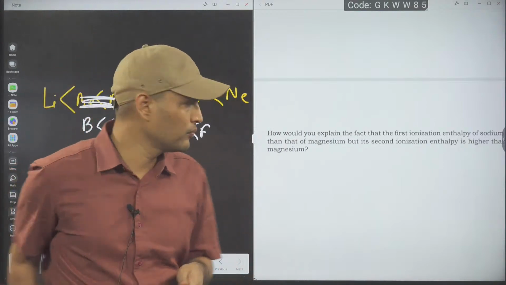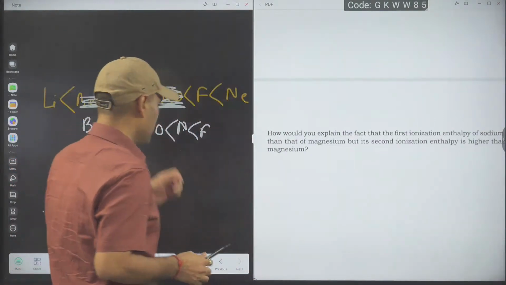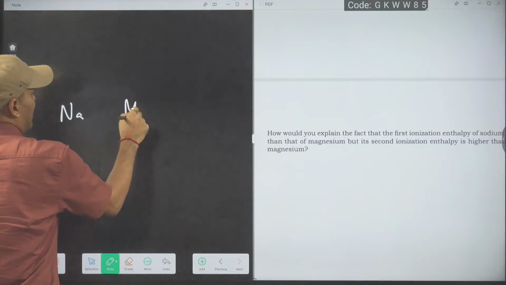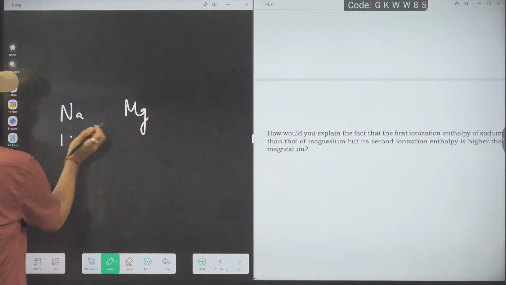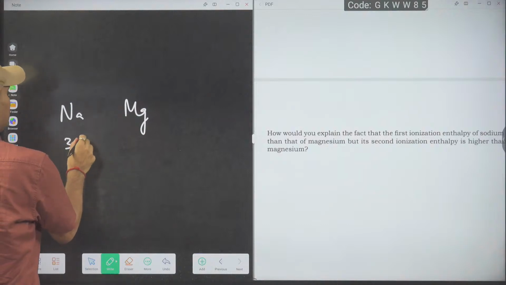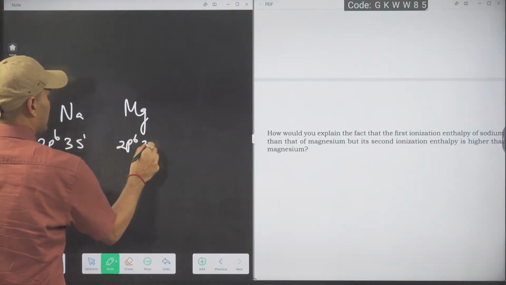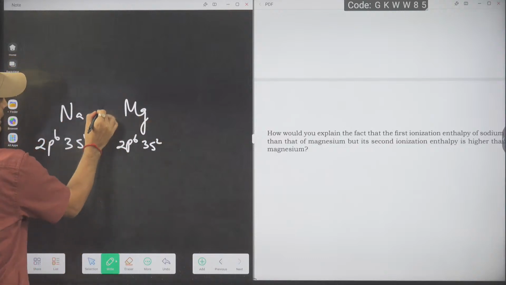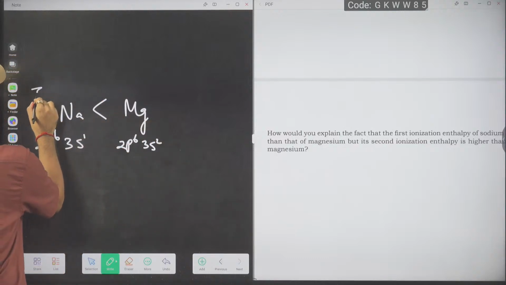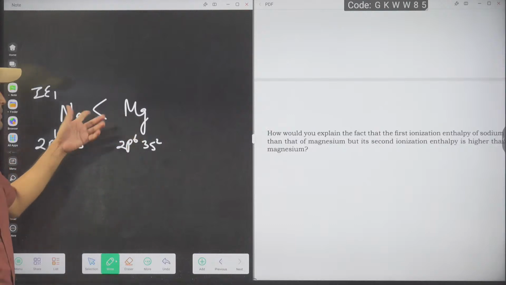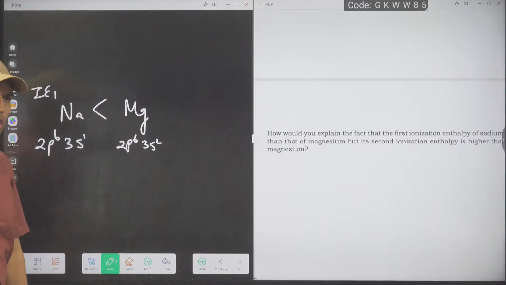Okay, done. Come. Sodium, magnesium, you know. You will say, sir, sodium here, magnesium here. What is the configuration? Tell me, sodium is 3s1. 2p6 3s1 here, 2p6 3s2 here. In a period it increases. So this is the order of ionization energy 1. We know that magnesium is more than sodium. Normal trend. Magnesium more than sodium.